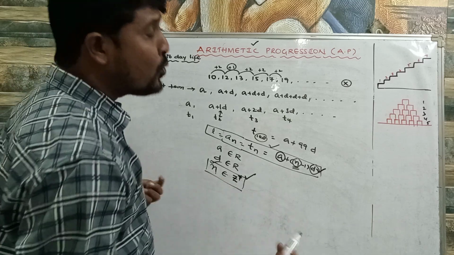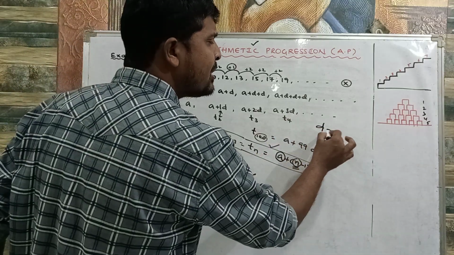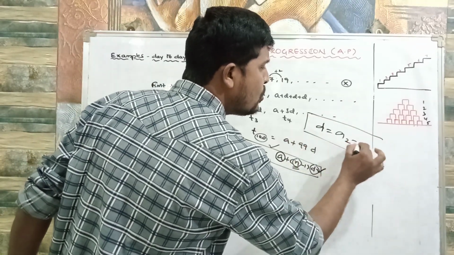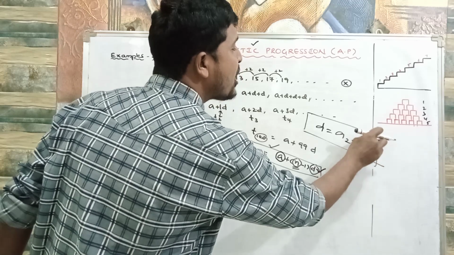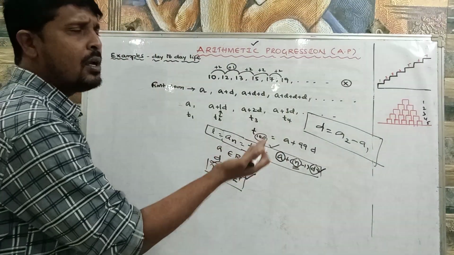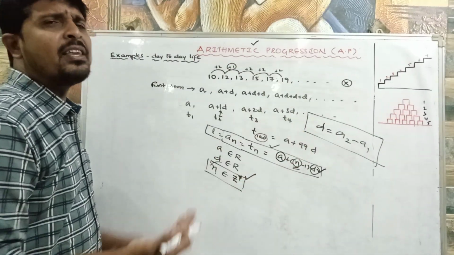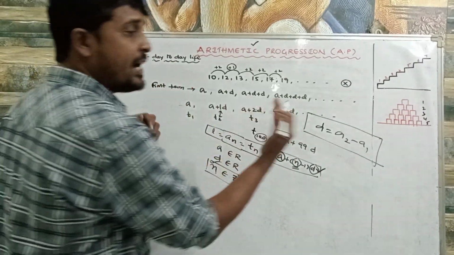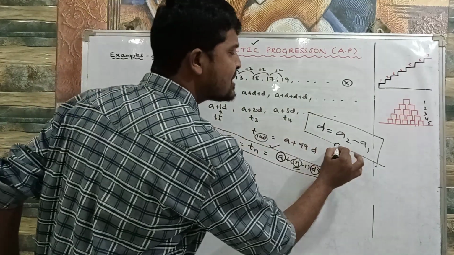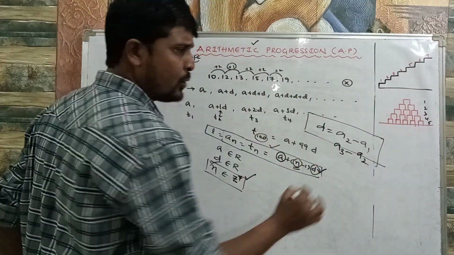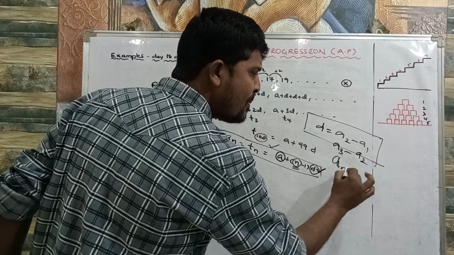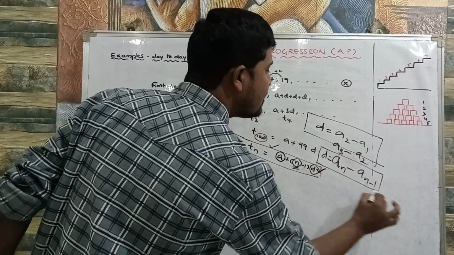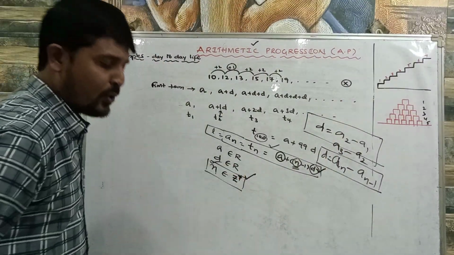Now, if you want to know the common difference, what do you have to do? a2 minus a1 is the formula to find the common difference. Second term minus first term, or we can say the difference between any two successive terms of an arithmetic progression. a2 minus a1, or a3 minus a2, or a_n minus a_(n-1) is the formula to find the common difference of an arithmetic progression.